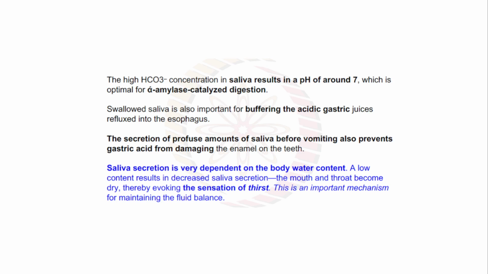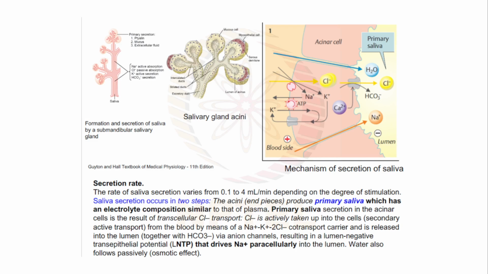Okay. So saliva secretion is very dependent on the body water content. A low content results in decreased saliva secretion. The mouth and throat become dry, thereby evoking the sensation of thirst. This is an important mechanism for maintaining the fluid balance. It is a buffer mechanism developed by the body to maintain the concentration and composition of different fluids. The rate of saliva secretion varies from 0.1 to 4 ml per minute, depending upon the degree of stimulation.